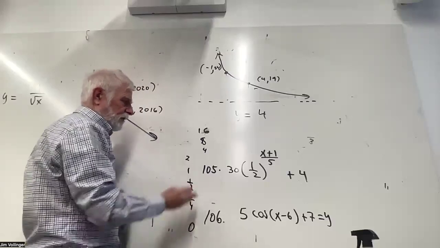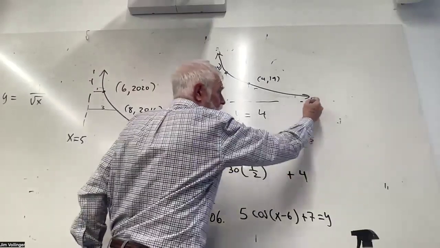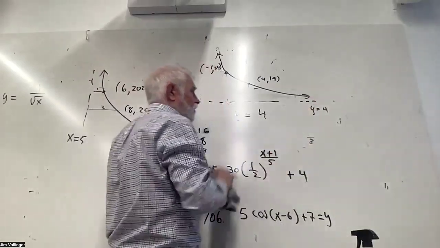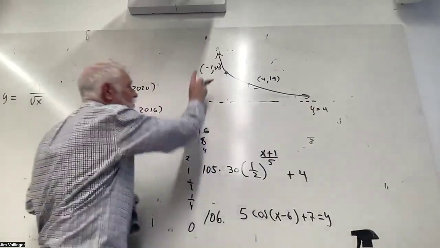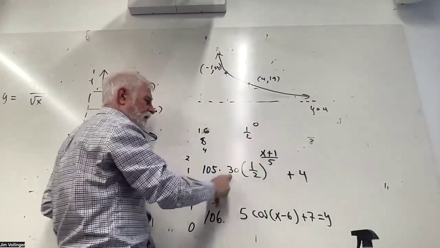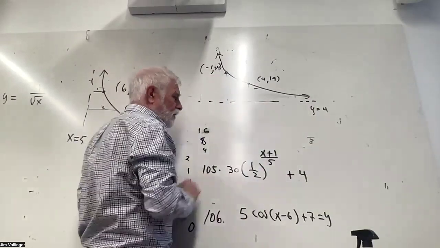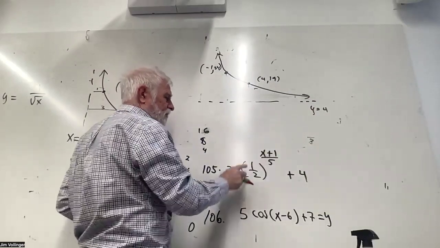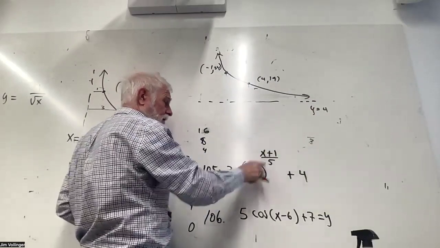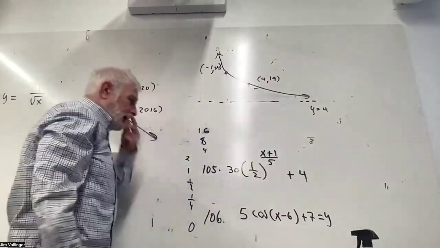I think you can see this thing's going to 0, which means it's heading to 4 over here. That's our end behavior, y equals 4. Drop a -1 in. -1 makes 1/2 to the 0. 1/2 to the 0 is 1 times 30 is 30 plus 4 is 34. And let's drop a 4 in. 4 plus 1 is 5 divided by 5. It gets us 1/2 to the 1. 15 and 4, 19. Okay, so you got that one.